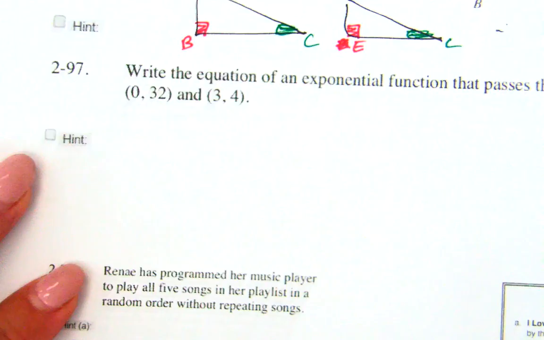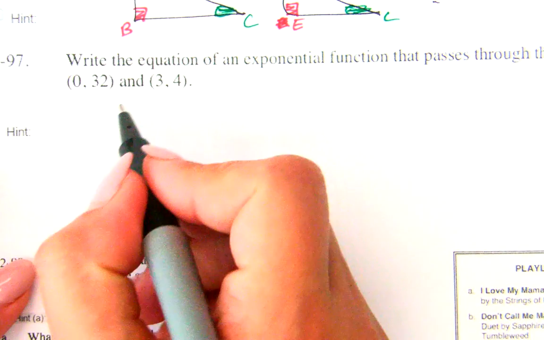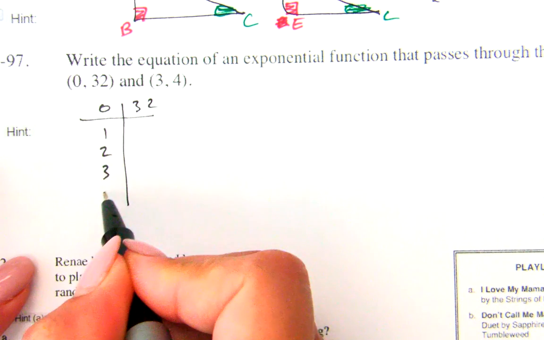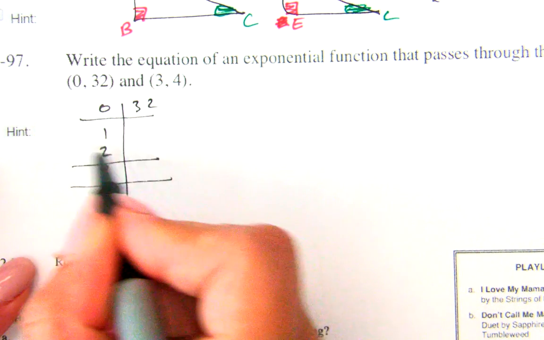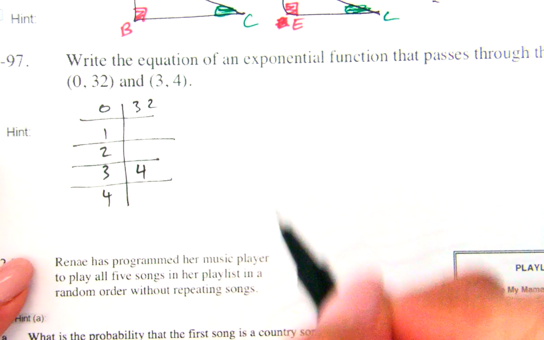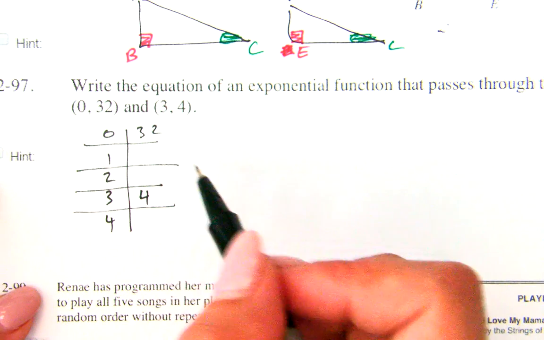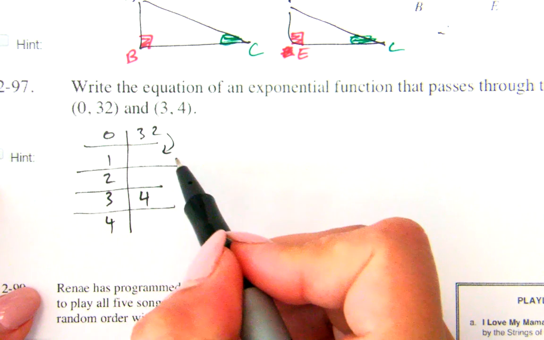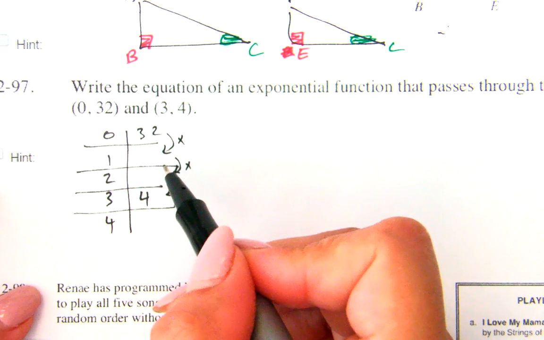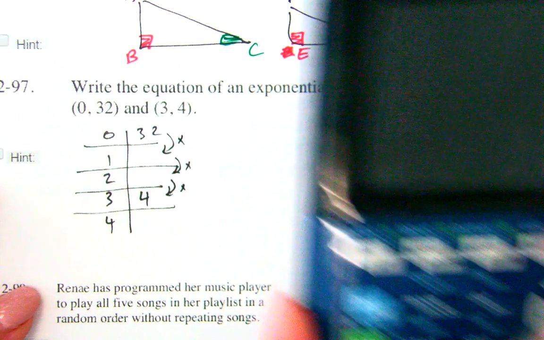Okay, 97. Here we go. Write an exponential function that passes through the points (0, 32) and (3, 4). Well, I'm going to make a table: 0 is 32, then 1, 2, 3 is 4, and that's all we know. I guess we don't really need the 4 yet. So the question is, what do we multiply 32 by, 1, 2, 3 times, to get to 4? Well, we could try some things.